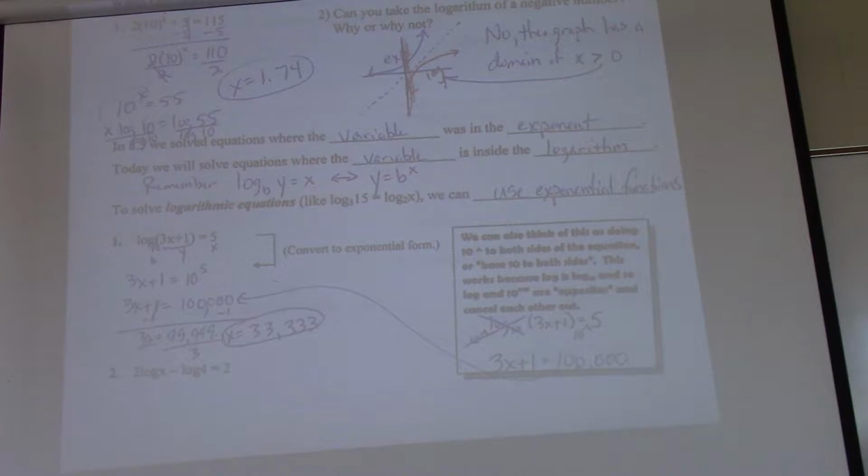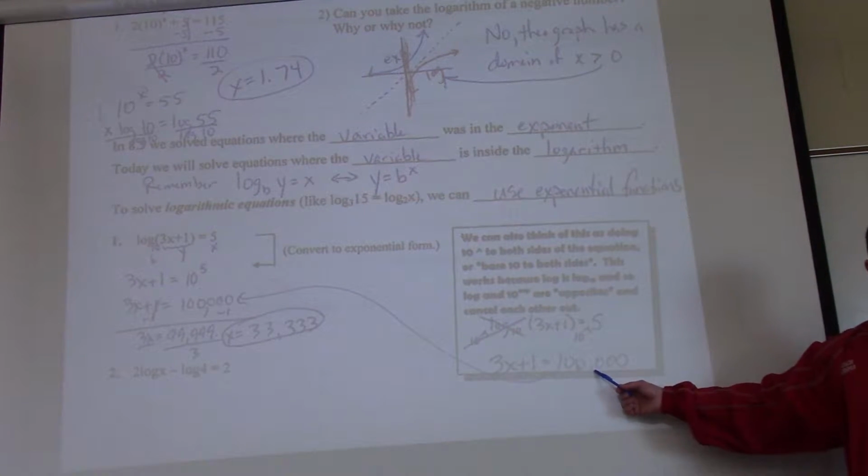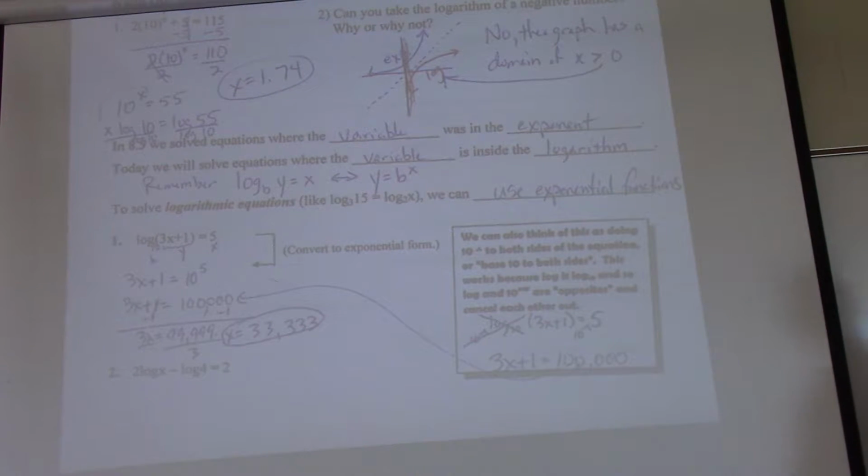So I can take 10 to the power of, or I can write it in y equals b to the x form. They both get me to this step, and I solve it from there. Does that make sense? So either way you like, okay? So what do you think I gotta do next, first on number 2?